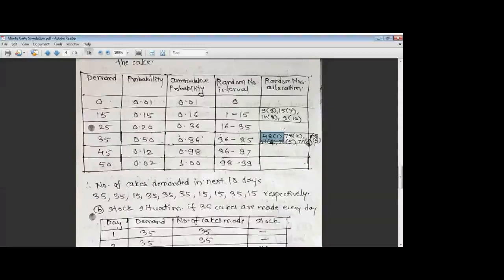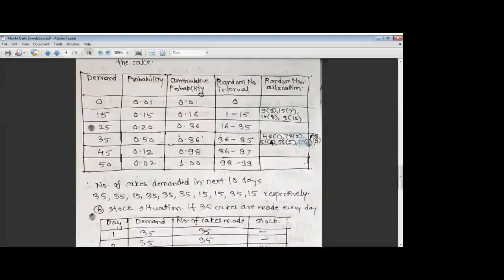So for the first day it is 35. For the second day again it is 35. For the third day it will be 15, because the third day falls in this particular category. So the third day will have 15 cake demand. The fourth day again will have a 35 cake demand. The fifth day will have a 35 cake demand.